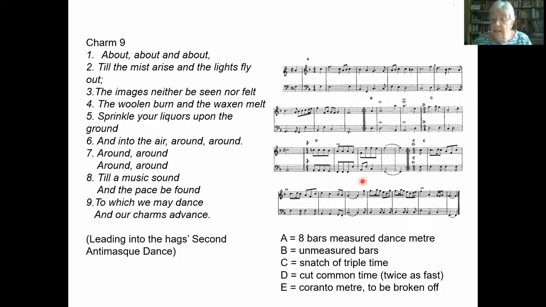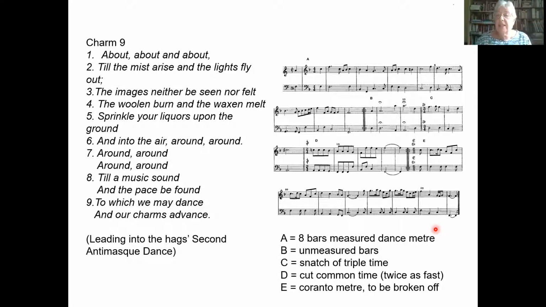And then lastly, at the E section, we get the start of a conventional Coranto meter. Da dum ba da da ba ba bum ba da da ba, etc. But it is going to be broken off, so it won't be a complete dance. Now, that's one way of making it acceptable and not a proper dance.